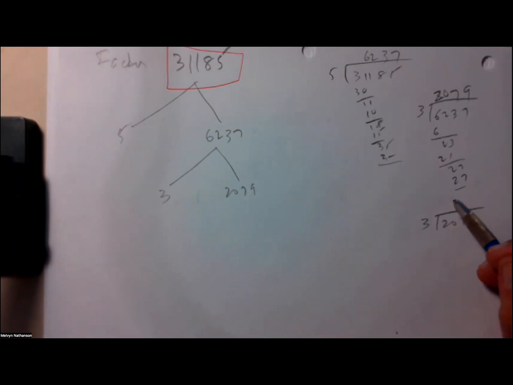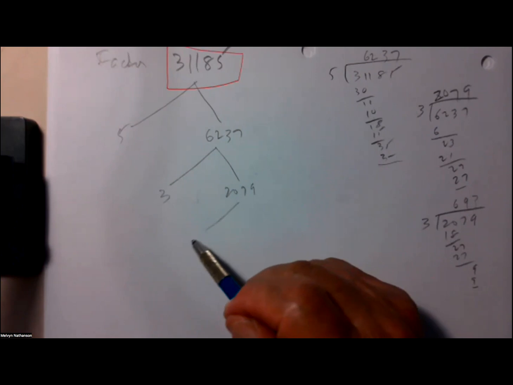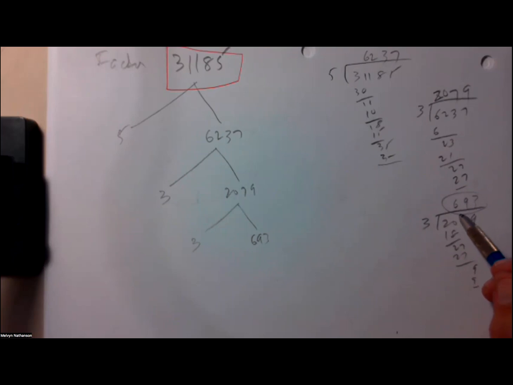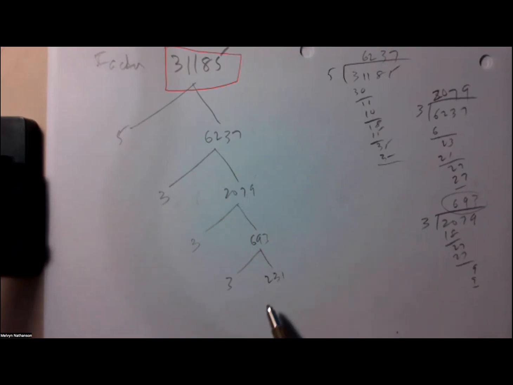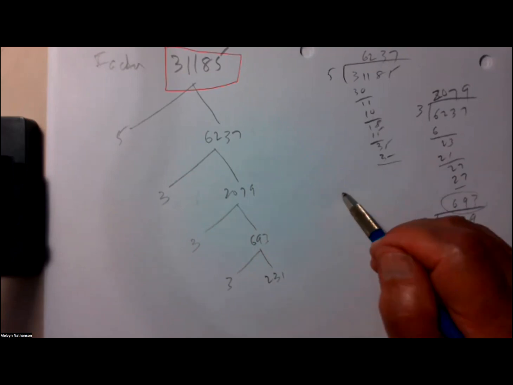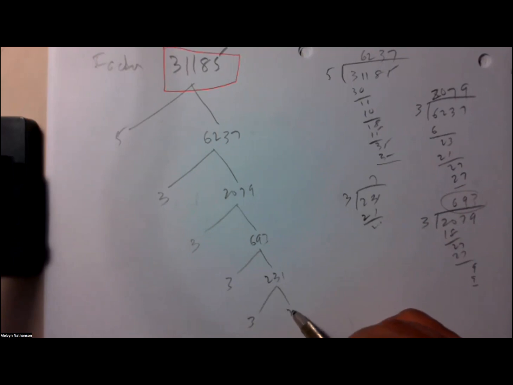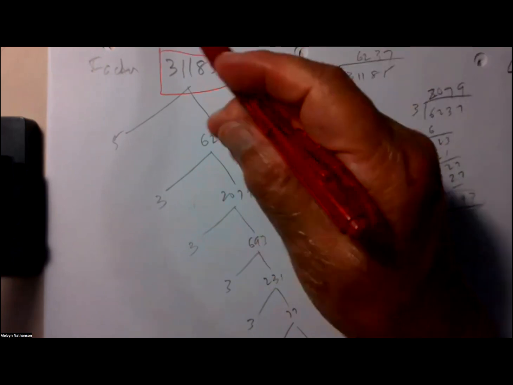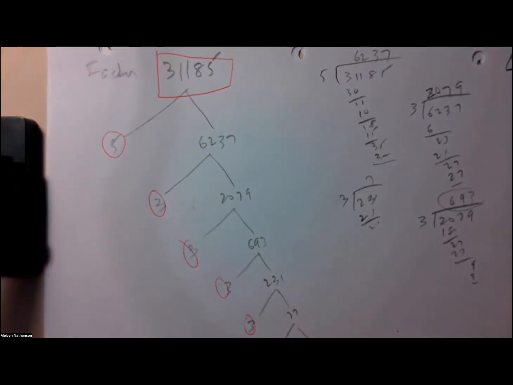And here, 3 into 2079: 6 is 18, 27, 9, 9 is 3. So this is 3 times 693. This I can tell just by looking is divisible by 3. I can do that in my head. That's 3 times 231. I think this is still divisible by 3. 3 into 231 is 77. This is 3 times 77. And then 77, you just factor into 7 times 11. So this number is a product of 5, 3, 3, 3, 3, 7, 11.